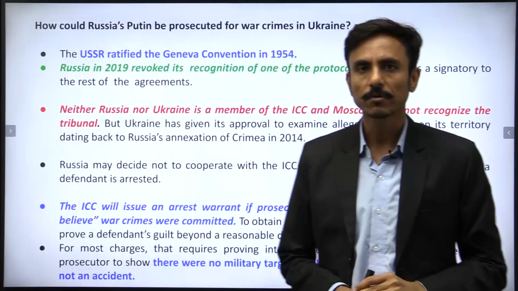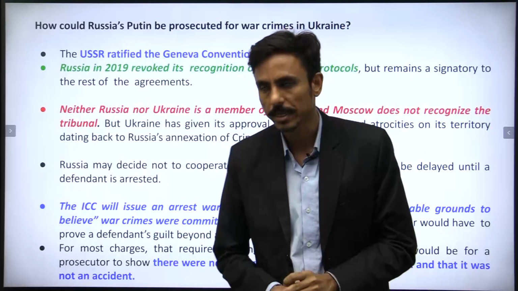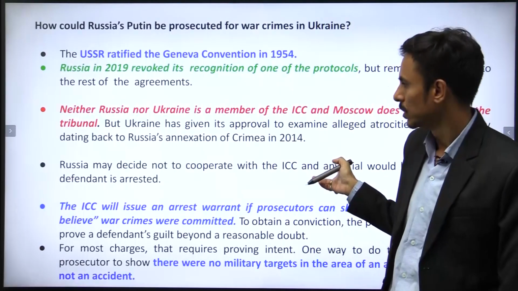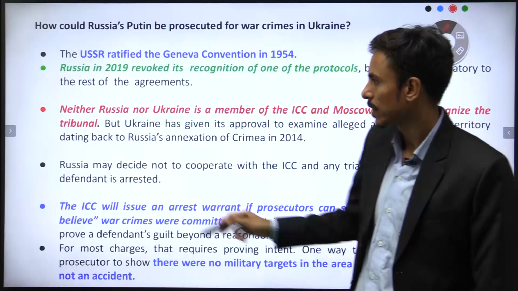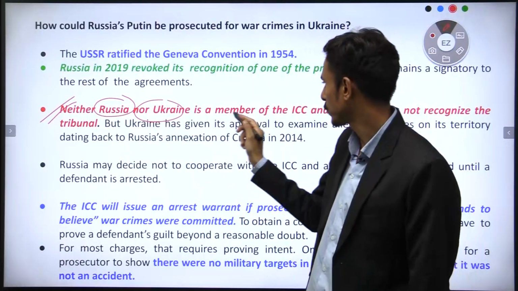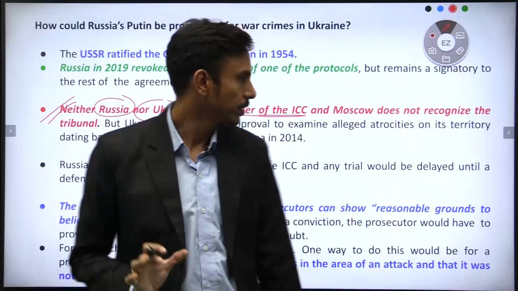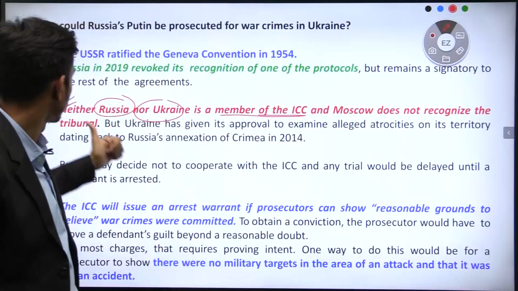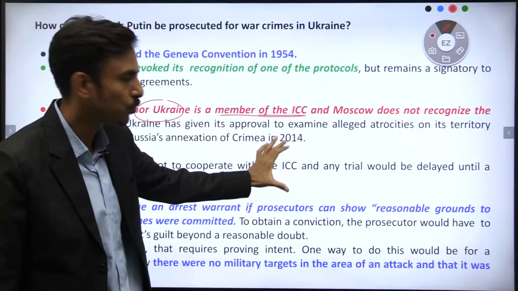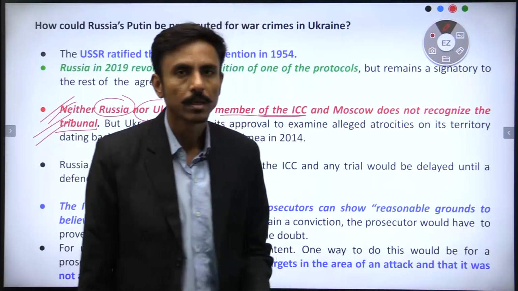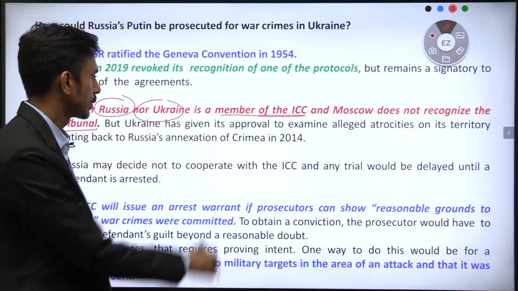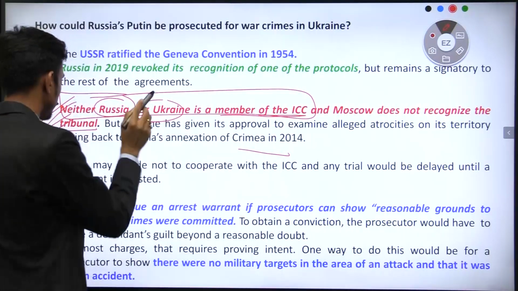Now a very important takeaway from this explanation and this slide in particular is that neither Russia nor Ukraine is a member of the International Criminal Court, and I expect a question on this, guys, very important. Neither Russia nor Ukraine is a member of the International Criminal Court. Both are not members, and Moscow does not recognize the tribunal. But Ukraine has given its approval to examine the alleged atrocities after the annexation of Crimea in the year 2014. But they both are not members of the International Criminal Court.